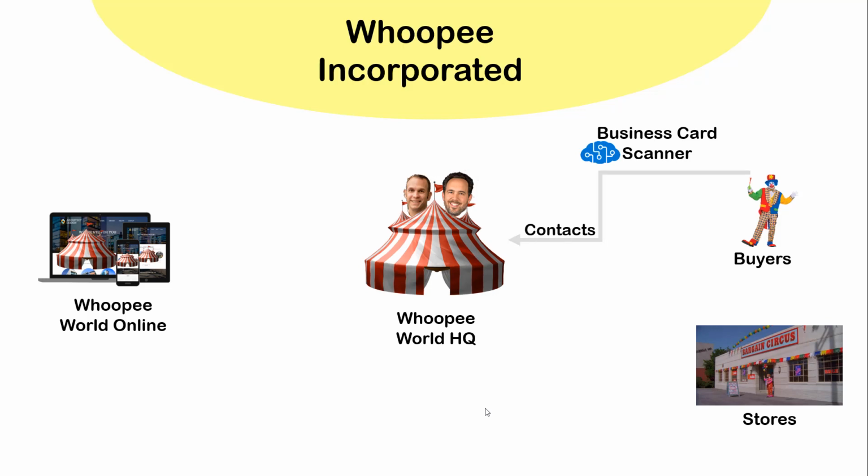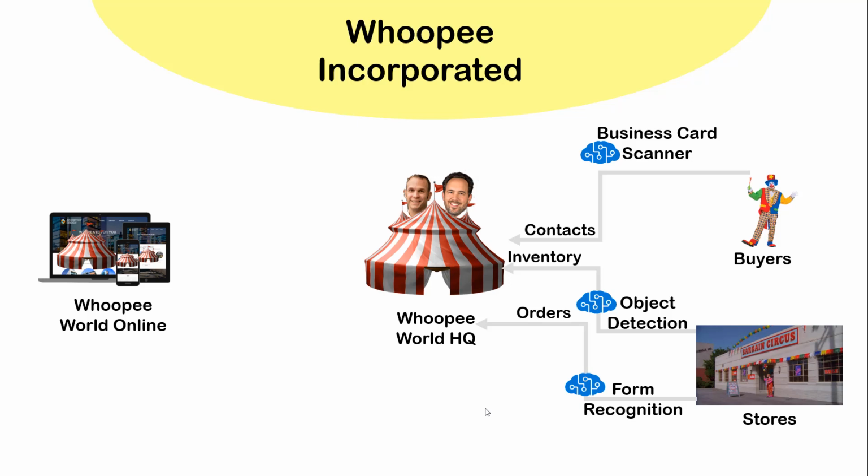We're going to use the business card scanner so that as we meet buyers, we can scan their business card and have that automatically entered into our system. Also, we're going to use object detection so that as we go out to stores, we can take a picture of inventory and automatically have that updated in our system as well. Our buyers tend to order on paper forms, and we get tired of typing in those paper forms. So we're going to use form recognition to make sure those orders go directly into the system as well.